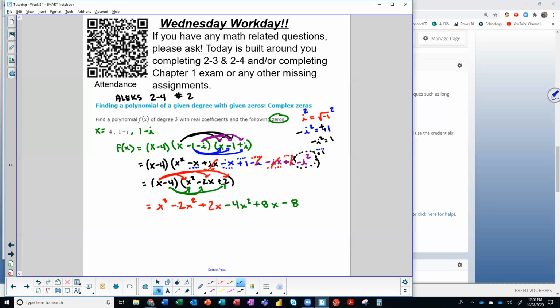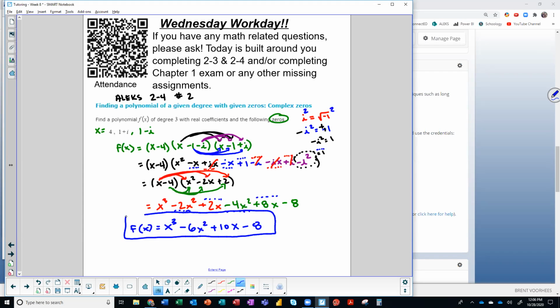When I combine all my like terms, I found out that my function f of x is going to equal, I have only one x cubed, I have a negative 2x squared and a negative 4x squared. That's a negative 6x squared, because it's kind of like money here when you combine like terms. I owe $2, I owe someone else $4. That means I owe a total of 6. For the x's, I have a positive 2x, a positive 8x, that becomes positive 10x, and then the negative 8. All that would be my answer right there. So that would be how you multiply with complex numbers.